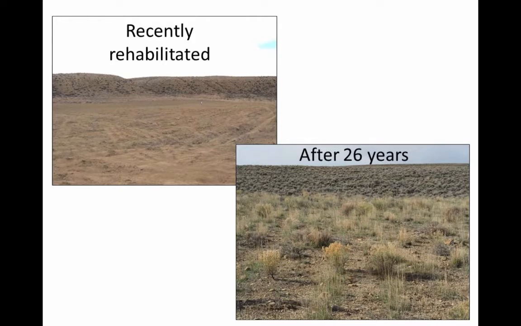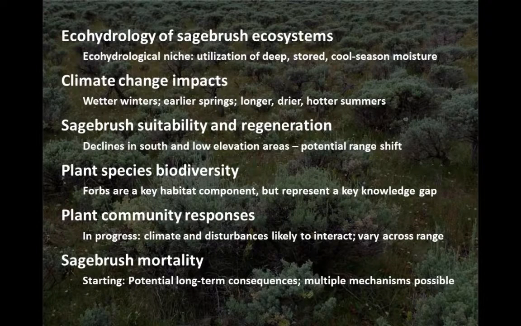Okay, so we've covered perhaps too much, a lot. I just wanted to quickly summarize some of the key take-home messages from these different topics. First, with respect to the ecohydrology of sagebrush, we've characterized this ecohydrological niche in which sagebrush really relies upon utilization of this deep stored moisture that occurs during the cool season.